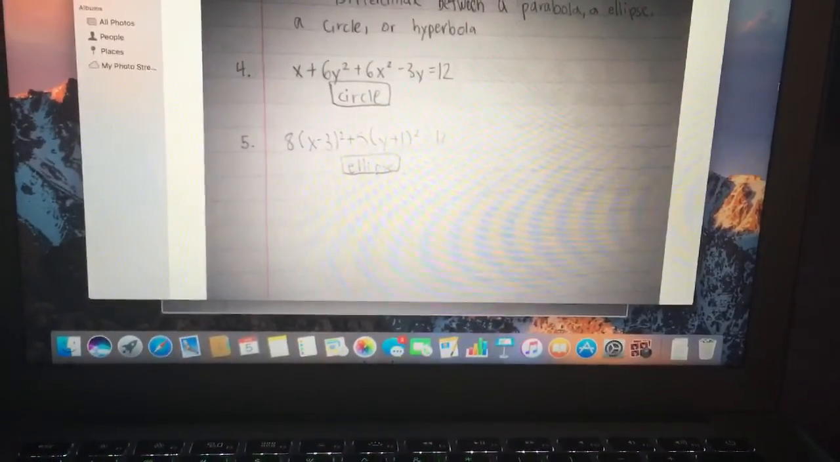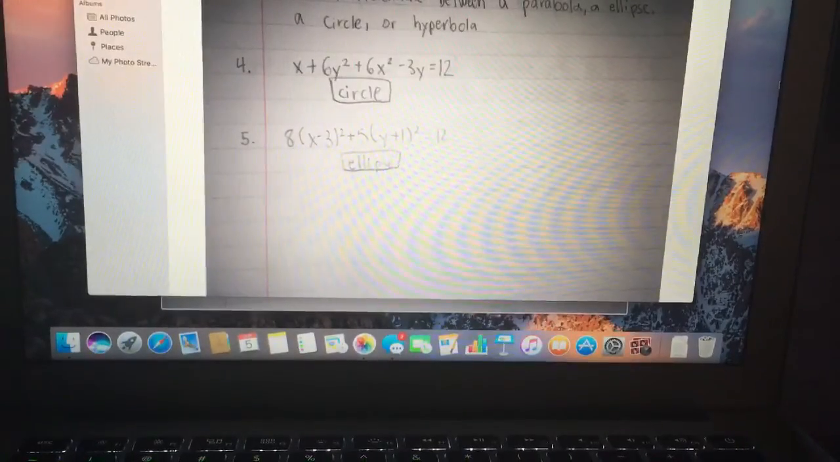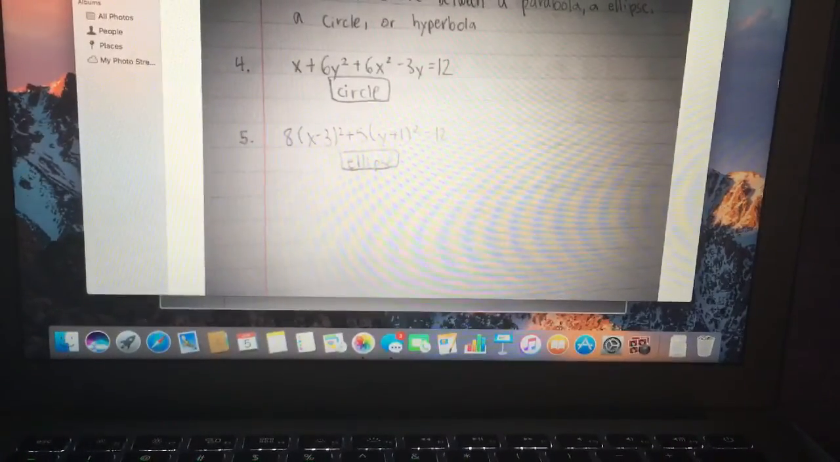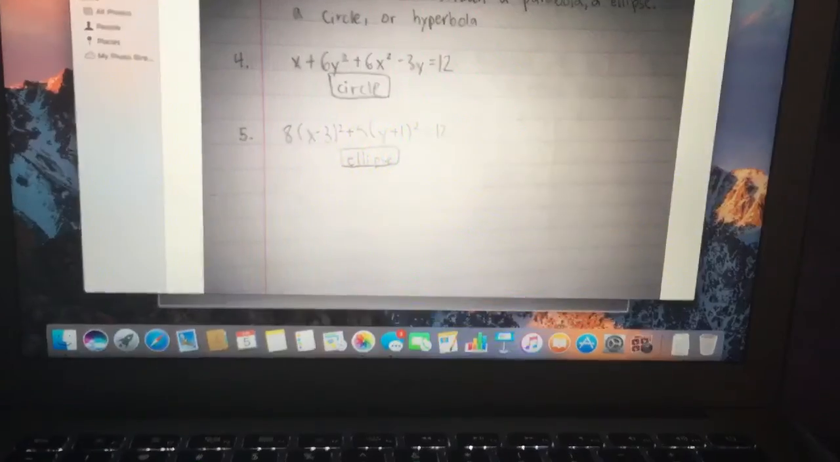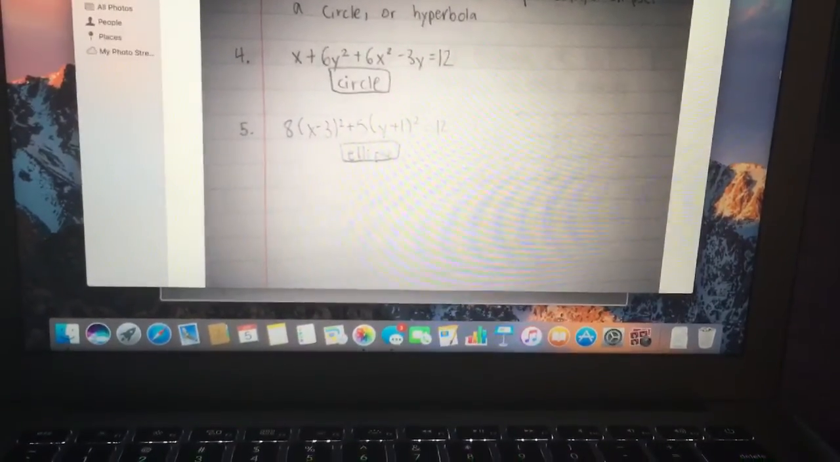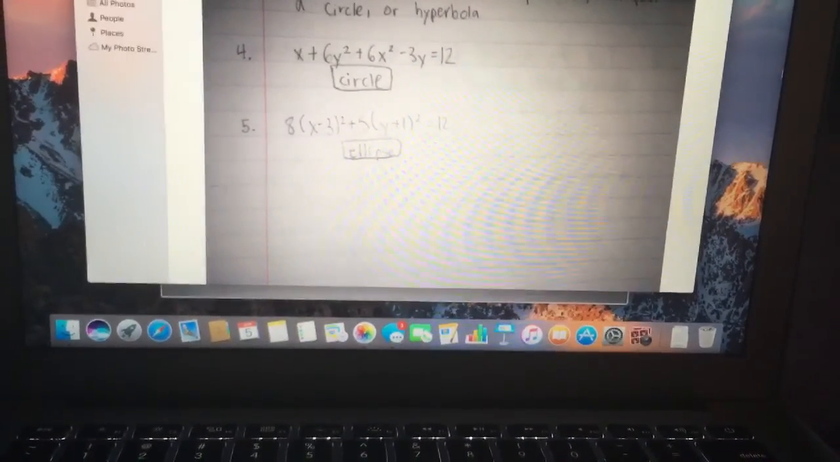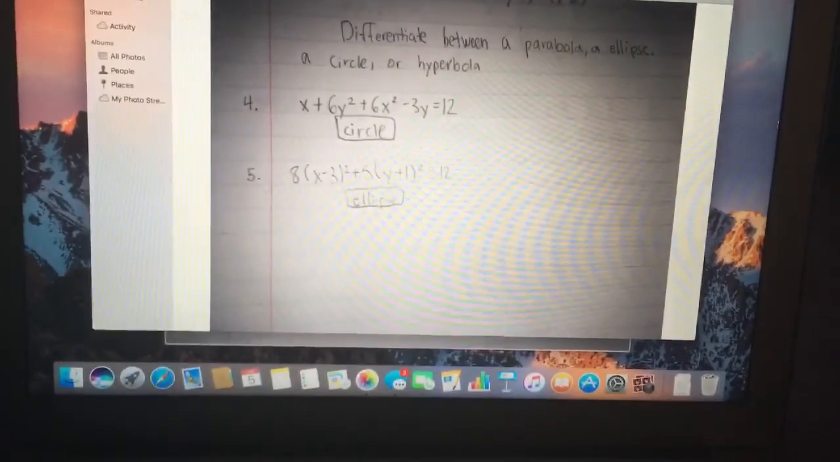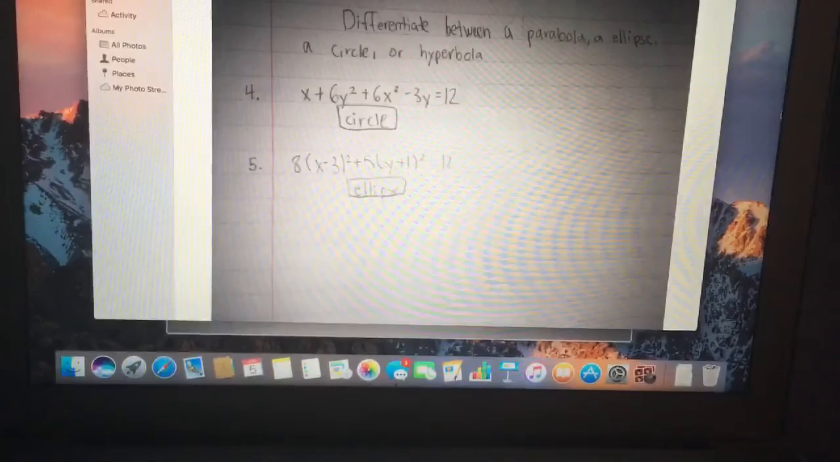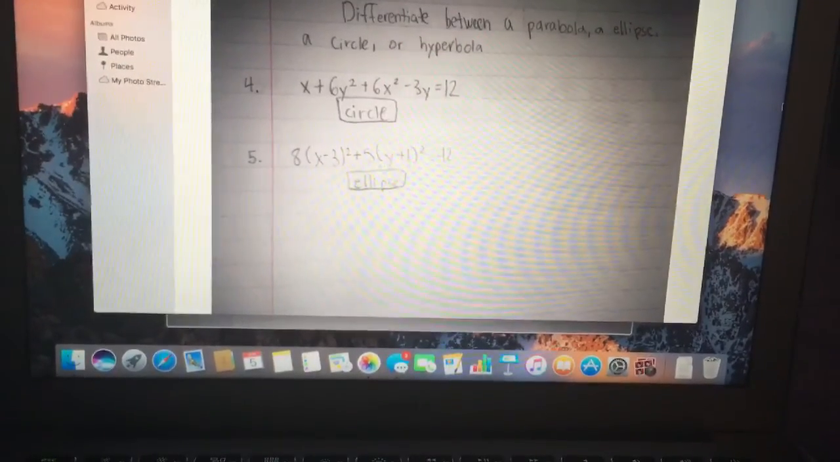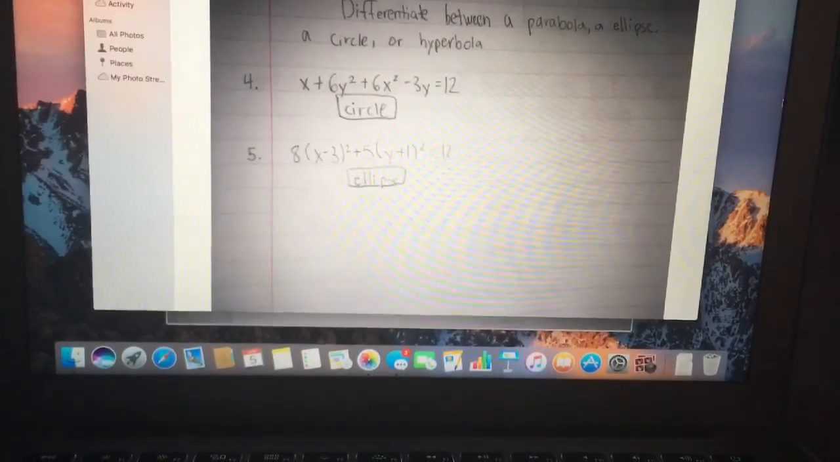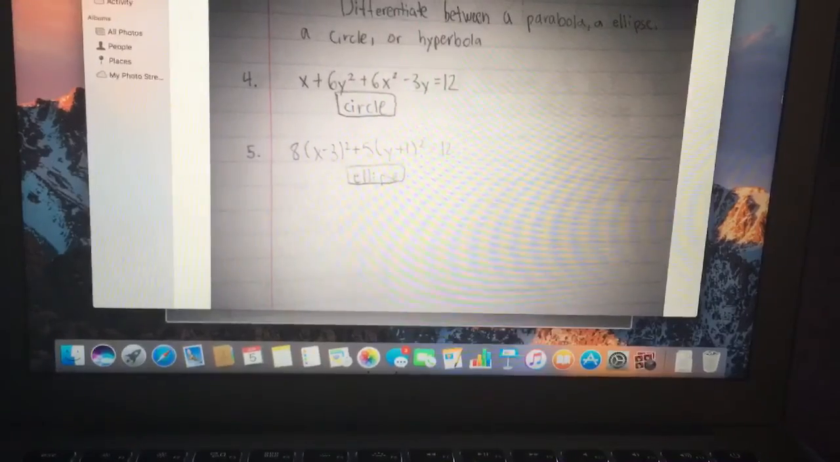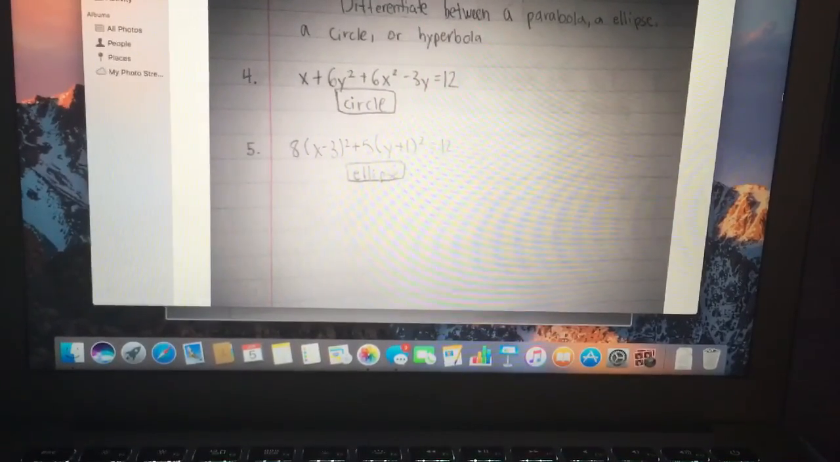So for the next problem, there are no longer the same coefficients. Both x and y are going to be squared if I were to FOIL, but there are different coefficients, and they're both positive. It's important to note that they're still both positive. With these characteristics, I know that this is going to be graphed as an ellipse, because they're both positive.